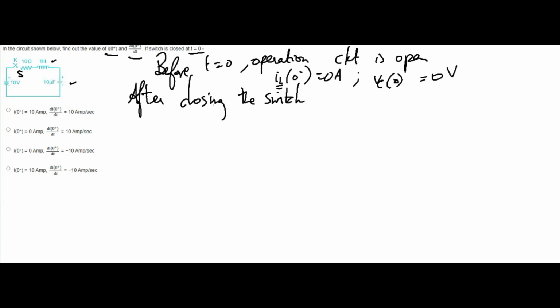This is very simple. The current through the inductor IL of 0 is equal to IL of 0 plus, which means it is charging. At the same time, the voltage across the capacitor VC of 0 is equal to VC of 0 plus, which means the capacitor starts charging, and the inductor also starts getting current. It is very simple.